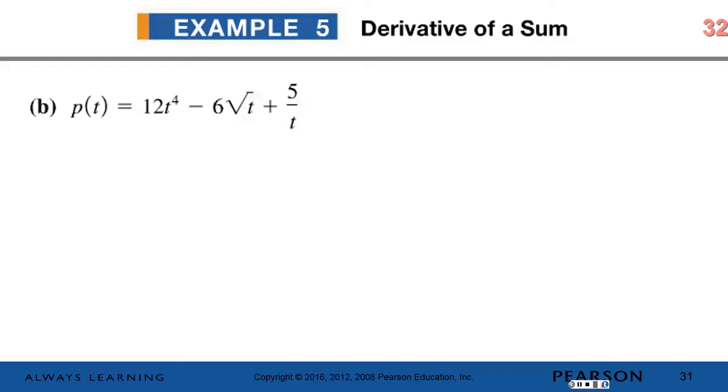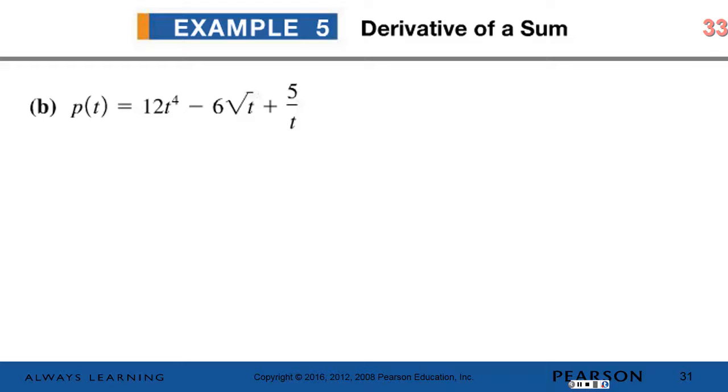Minus, how are you going to handle 6 square root of t? Change it to t to the 1/2. So the derivative of 6 times the square root of t is, okay, 3t to the negative half.